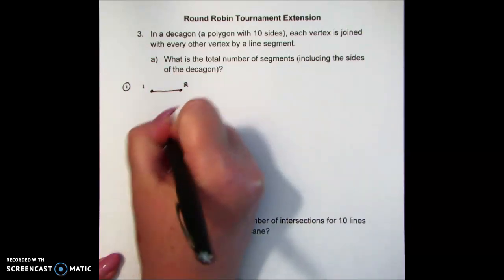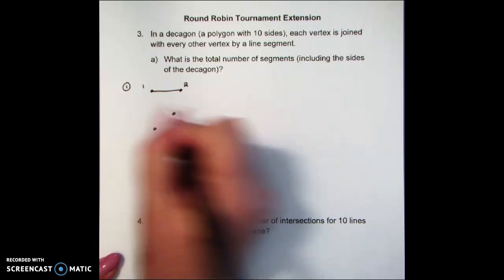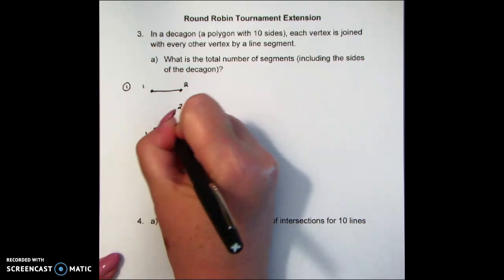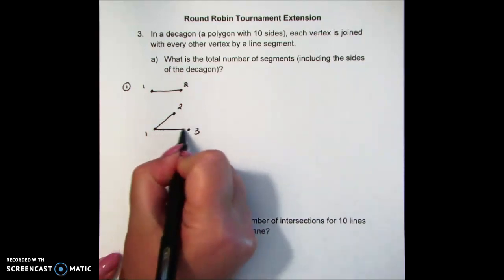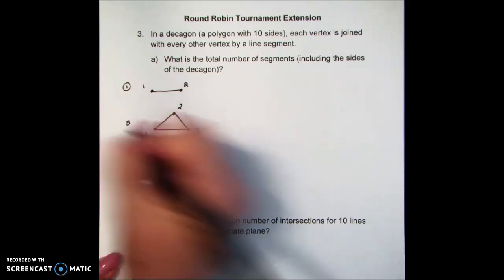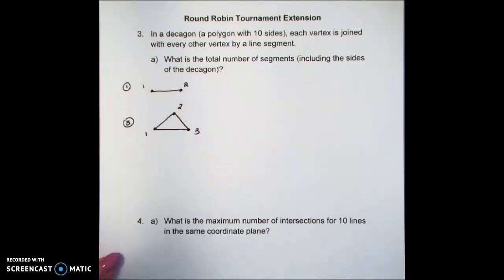If we move that on to 3 vertices, do you see that 1 could connect to 2, 1 could connect to 3, and then 2 could connect to 3. So do you see that there would be 3 segments that we could draw from that?